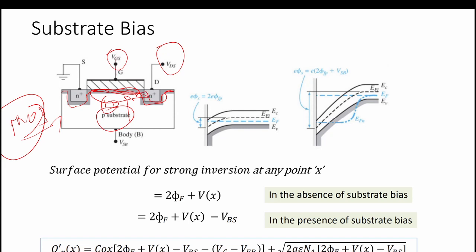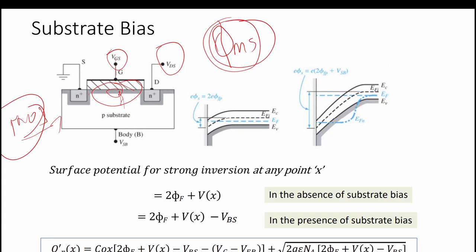This part of the depletion region is because of the Fermi level mismatch, phi ms, between the metal and the semiconductor. There can be accumulation also, there can be depletion also, that depends on whether the difference is positive or negative. And this is VSB, the application of the voltage at the body.